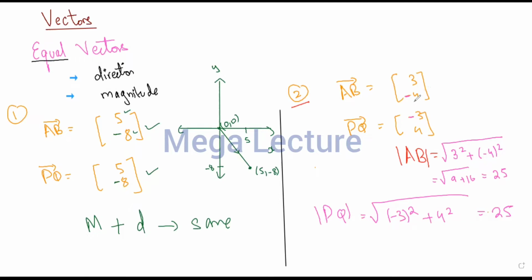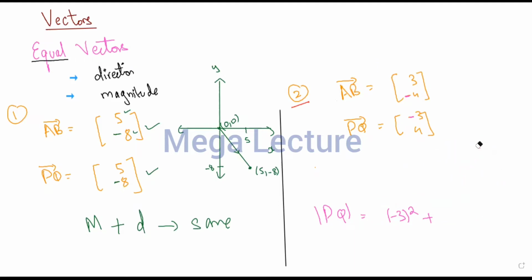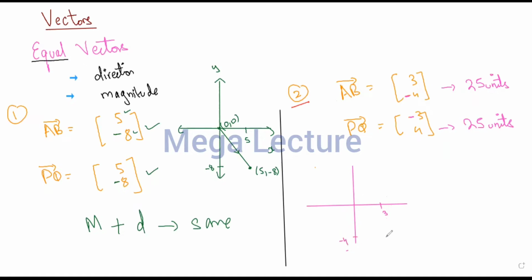The magnitude is the same. But what about the direction? The directions would be different. Let's plot that and see. So we know that the magnitude turned out to be the same. I'll write that down. It is 25 under the root, and this one is also the same. This is 3, this is minus 4. Here it is, and let me make the line. This is the line.